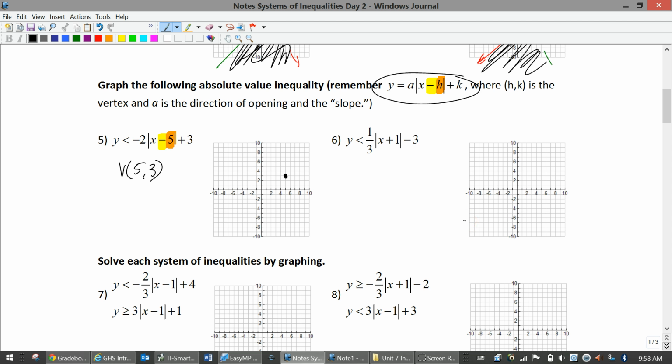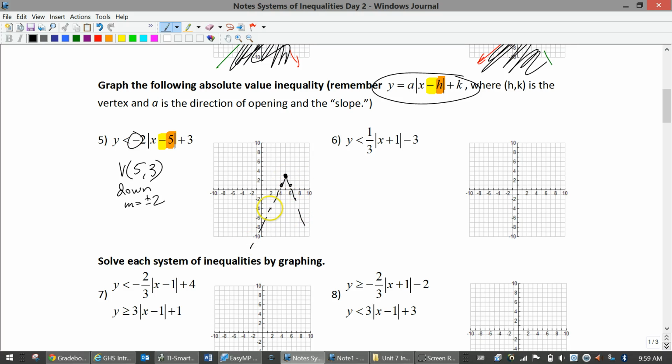Put a dot at (5, 3), and then we need to determine whether it opens up or down. The a has a negative value, so it opens down, right? And we have slopes of plus or minus 2. We have to make sure it opens down, so we're going to go down 2, right 1, down 2, left 1. That gives us our two different sides of the V of the absolute value curve. We have to determine whether we're going to use a solid or a dashed line. It's not the equal part. It's less than, not less than or equal to, so it's a dashed line.